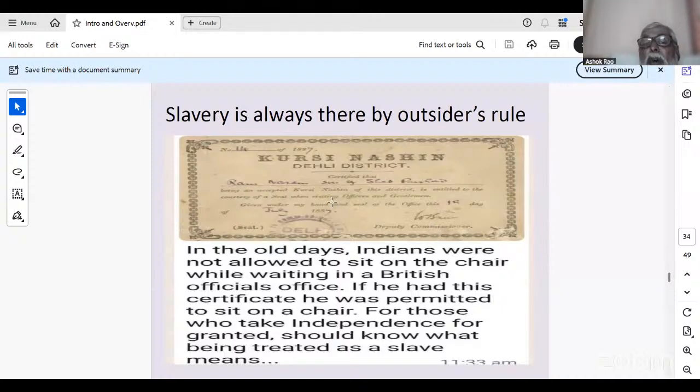And for you not to stand, you see here, Kursi Nashin. So a certain person was allowed; you needed a certificate from the government to sit before a British officer. This culture still prevails in your college and you also practice it with your juniors. Very unfortunate. We had no freedom to sit.